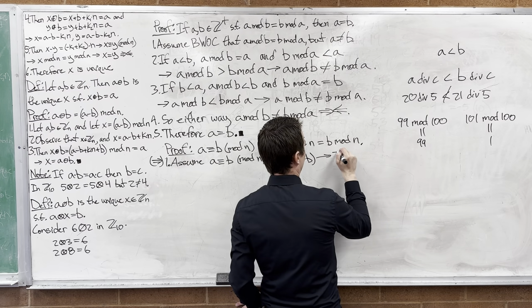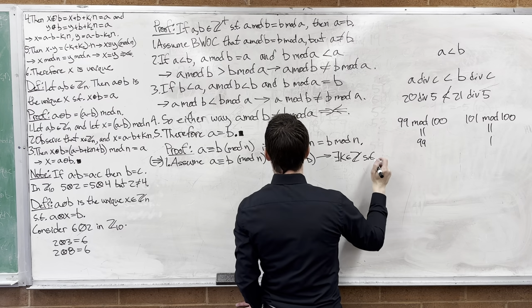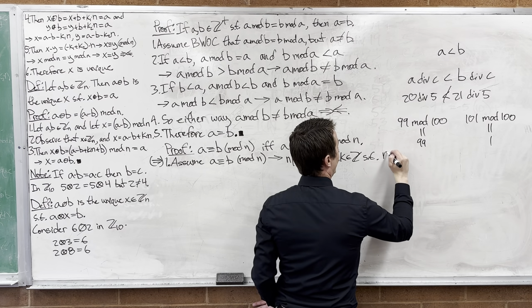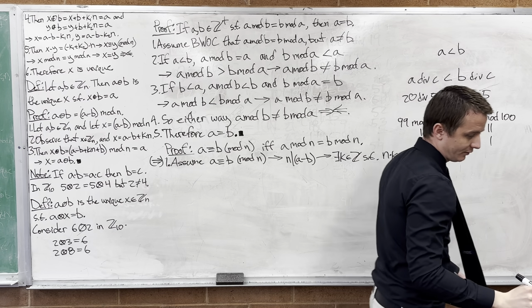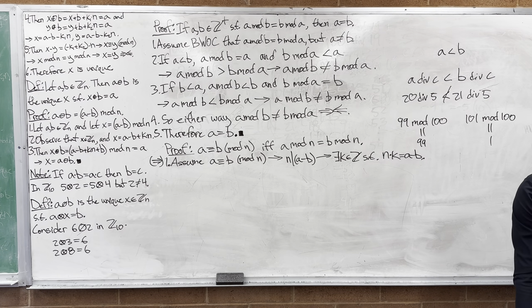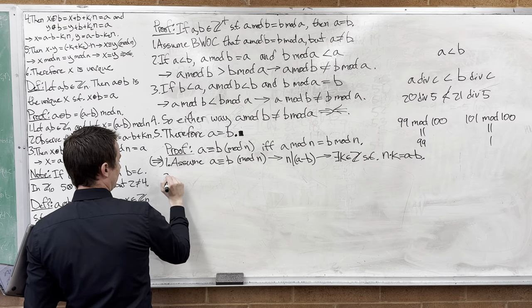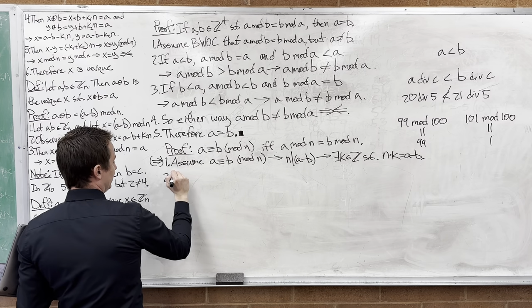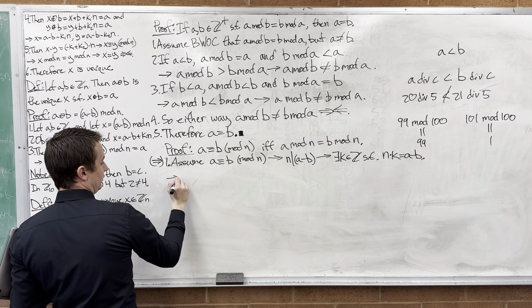Make sure I don't go off the camera. That means that there exists K in Z such that N times K is equal to A minus B, right? Okay. This one's kind of a weird one going this way. The other way is a little bit more intuitive, but we'll continue with it. Follow me on this one. Something that we haven't really done a lot of, but something that should make sense.